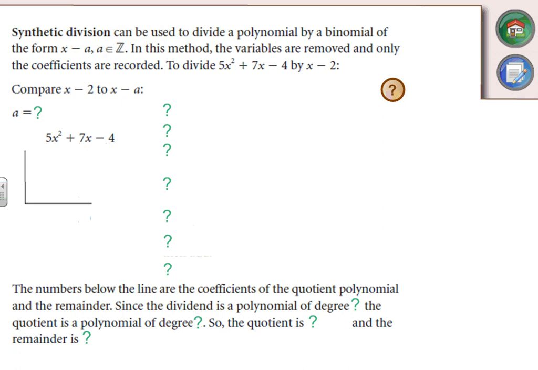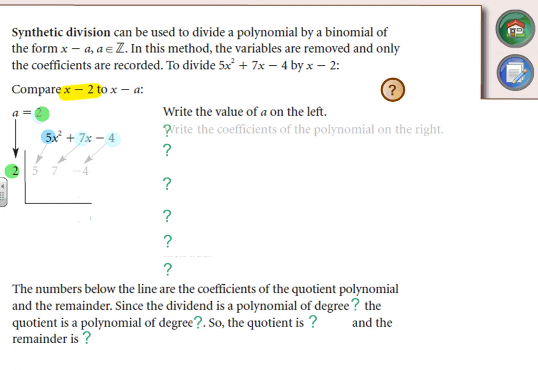Okay. So if we're dividing by x minus 2, I said change that sign. Use the additive inverse, the positive 2. So our a value is going to be 2. First thing we're going to do is look at all of our coefficients from our polynomial, and we're just going to look at that a value. Use the green there. The a value comes down, and then all of our coefficients pop down and in.